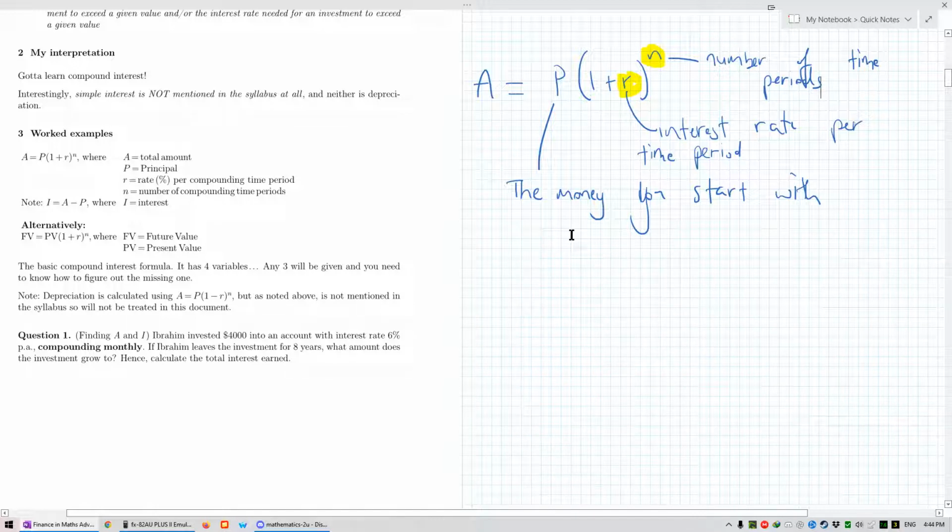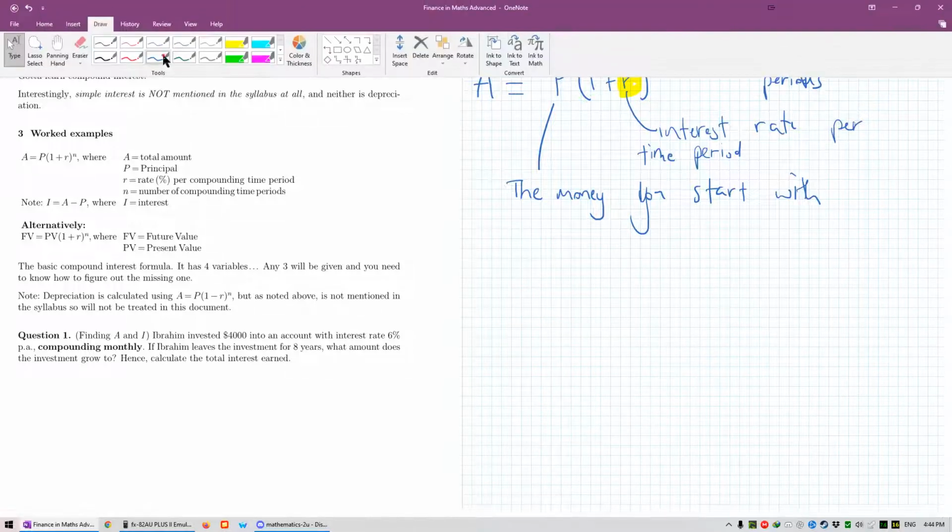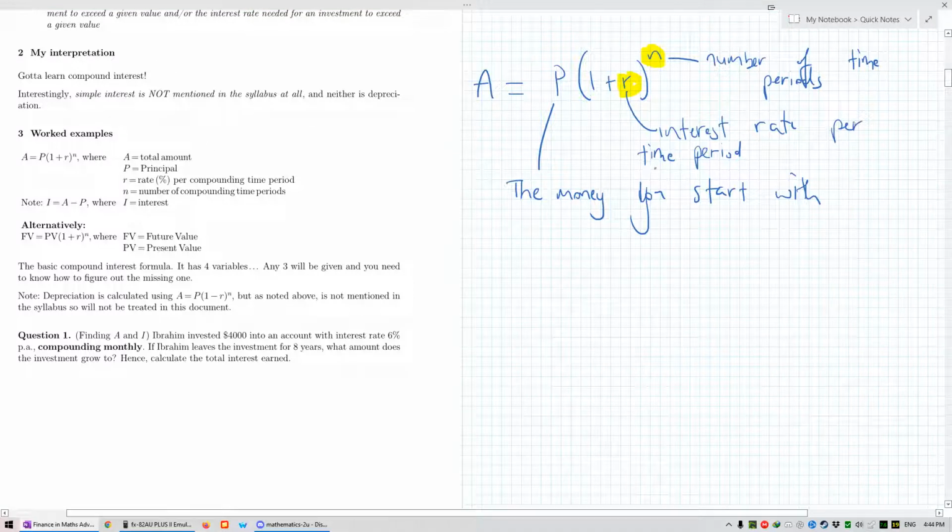I'm just doing it anyway. All right, so I've covered that. Now, just need to be aware, as I said earlier, that A is the money that you'll end with. It's not the interest. If you want to find the interest, interest is going to be the money you end up with minus the money you started with, right?